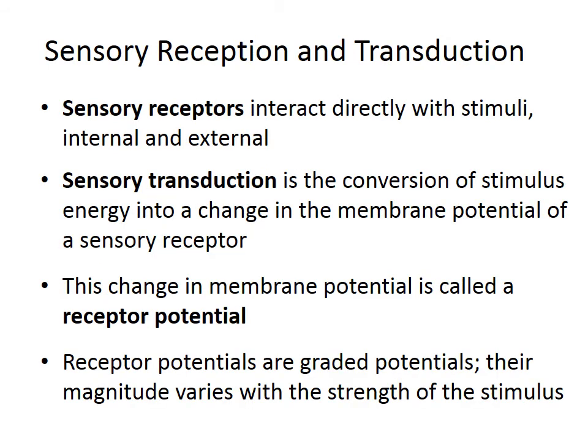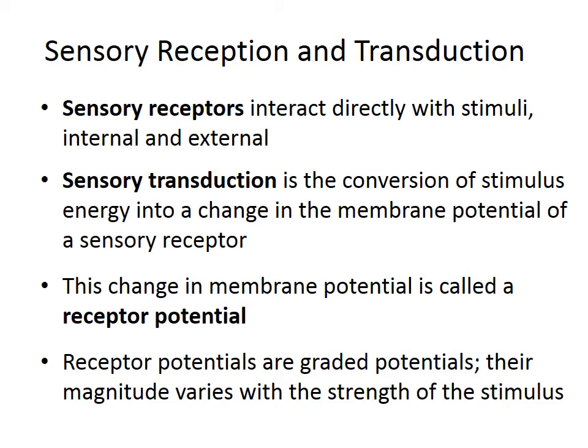Sensory reception and transduction. How do we do it? So we have sensory receptors which interact directly with the stimuli, which could be internal stimuli or external stimuli. So we have these receptors. Then we have sensory transduction, which is the conversion of the stimulus energy into a change in the membrane potential of a sensory receptor. That's how we understand the world around us.